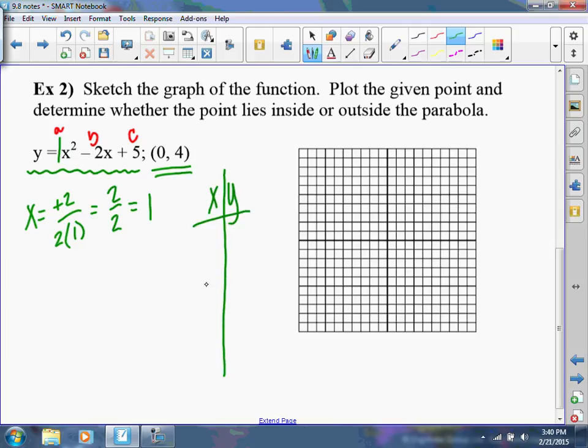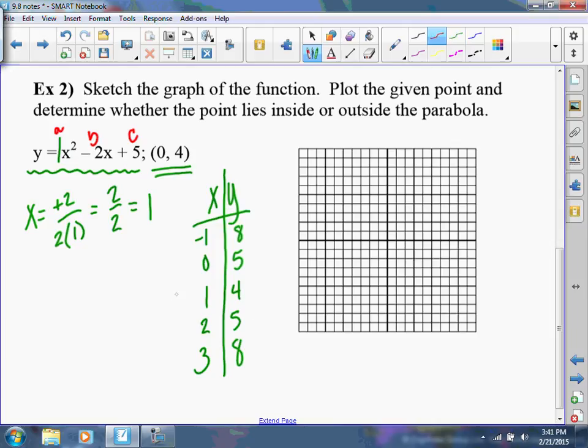I have x and y, so I'm going to start my table at 1, pick 2 values above it and 2 values below it, and then I have to substitute. Remember, when you substitute in the negative number and you square it, a negative times a negative is a positive. And then here you have a negative 2 times a negative 1, so that's another positive. So we're going to end up with 8, and then we'll get 5, and then we'll get 4, and then the pattern's going to repeat itself.